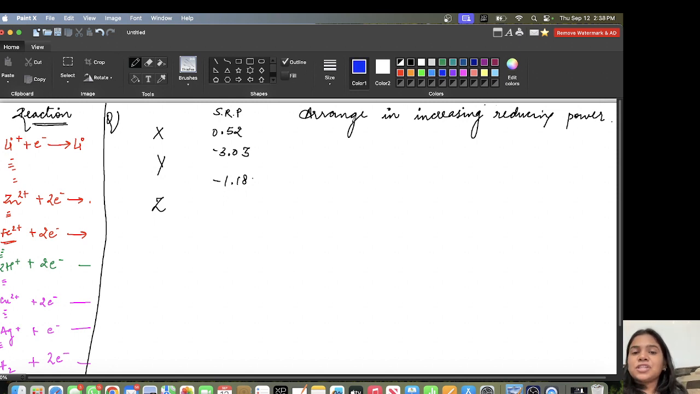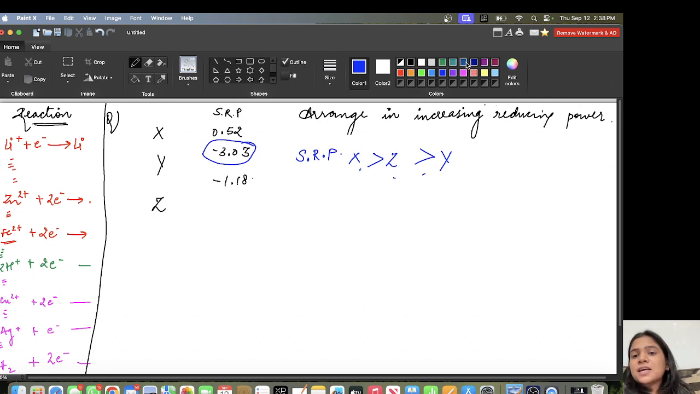First, let us arrange them in order of standard reduction potential. Which one has the lowest standard reduction potential? This one, right? Y. So Y will be here, then, both are negative, here you will have Z, and then X. So this is your standard reduction potential order: Y, Z, X.